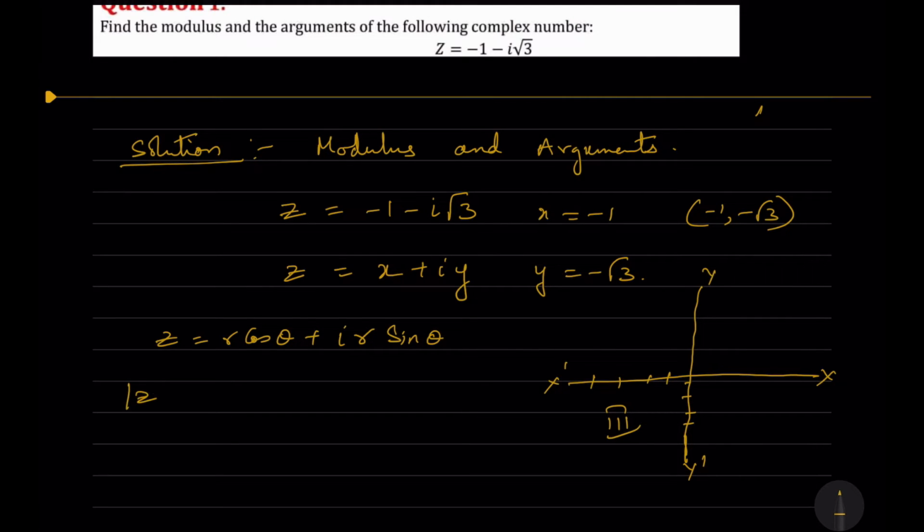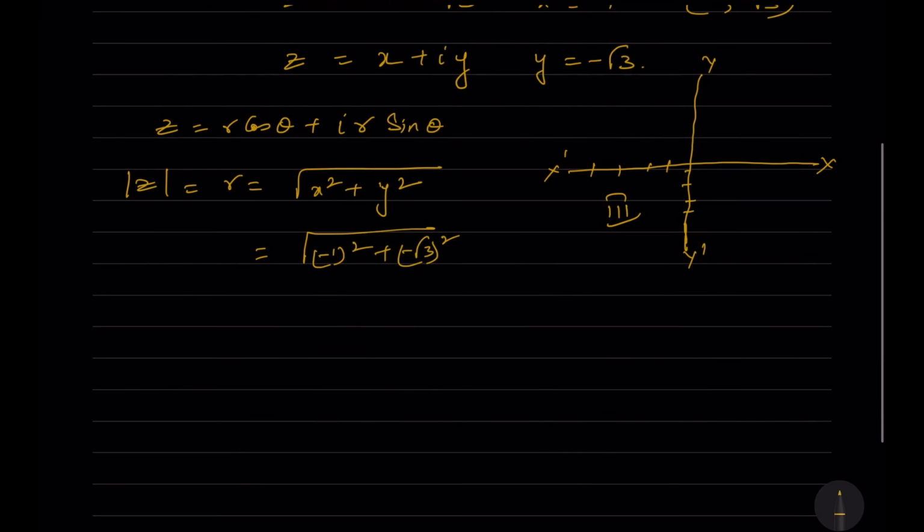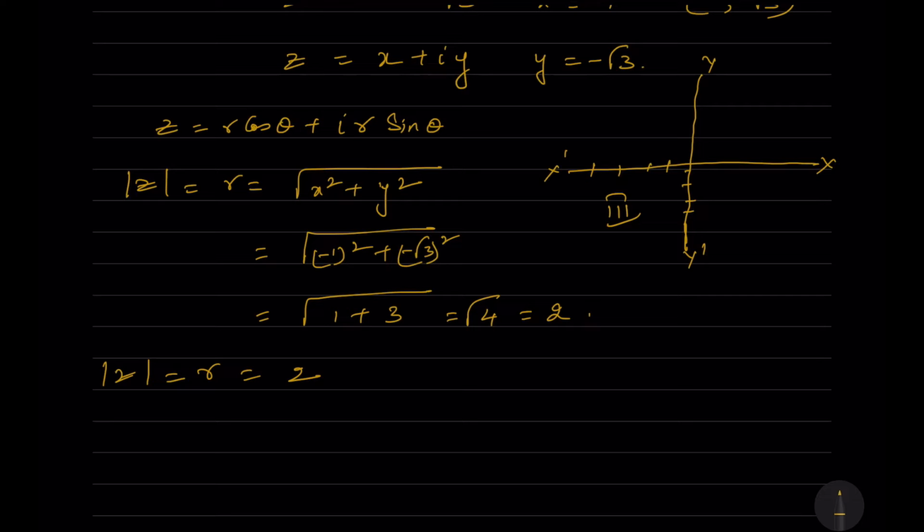So mod of z is equal to r, which is equal to under root of x square plus y square. We know that x is equal to minus 1, y is equal to minus root 3. So this is equal to root of 1 plus 3, which is equal to root 4, which is equal to 2. So we have r is equal to 2, or modulus z is equal to 2.